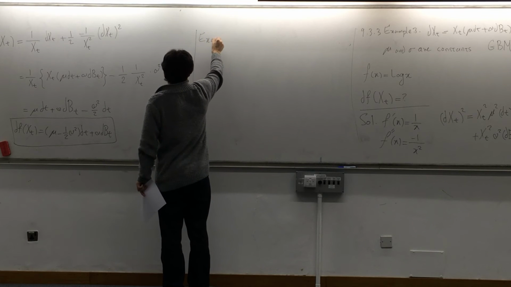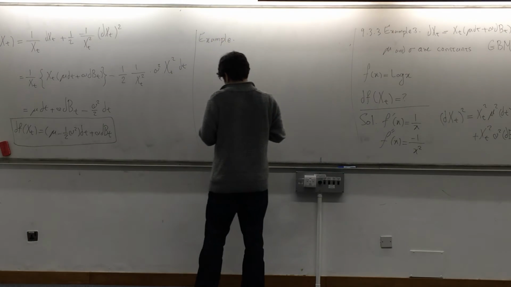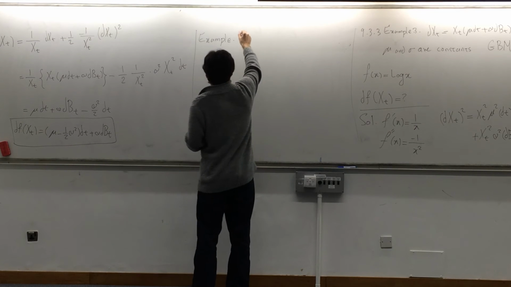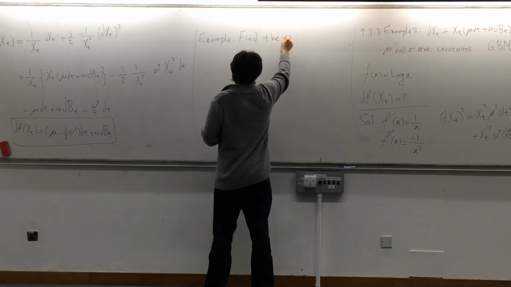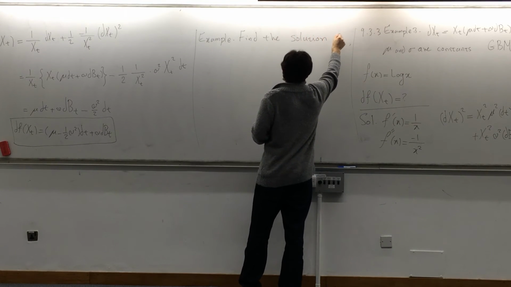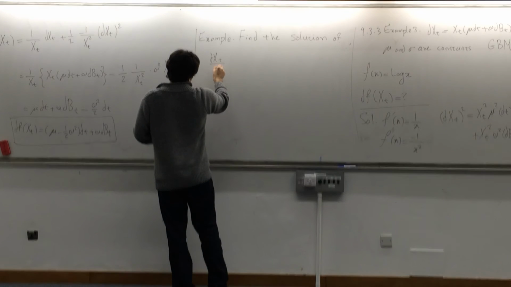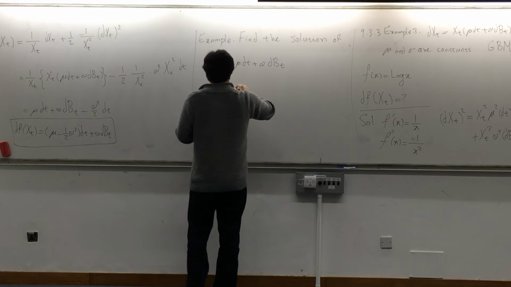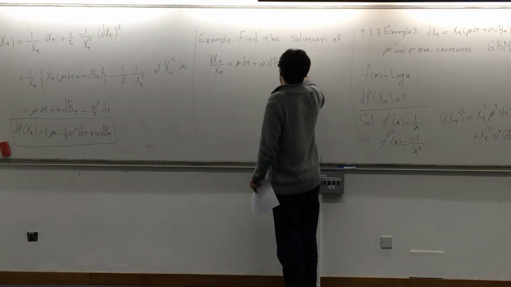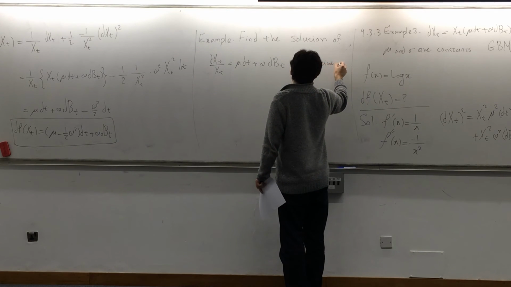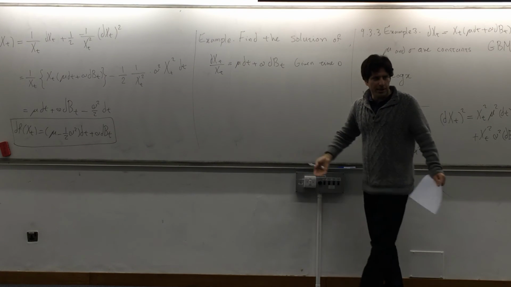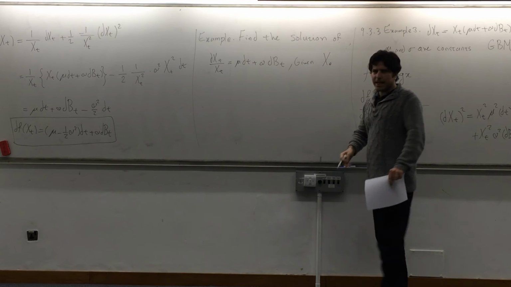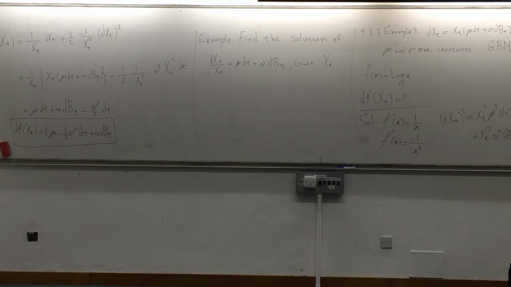So the next example: find the solution of dxt divided by xt equal to mu dt plus sigma dBt, given x0. So it means that time 0 is clear for us, we're given x0. This means that x0 is a constant. You know exactly the value of x0.